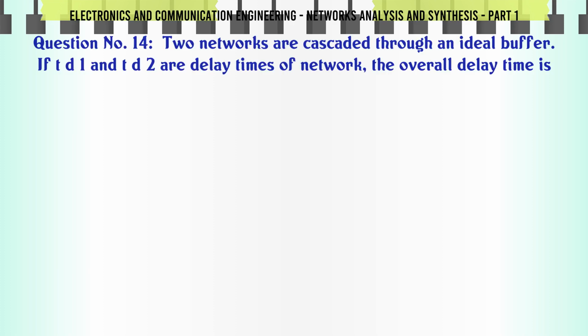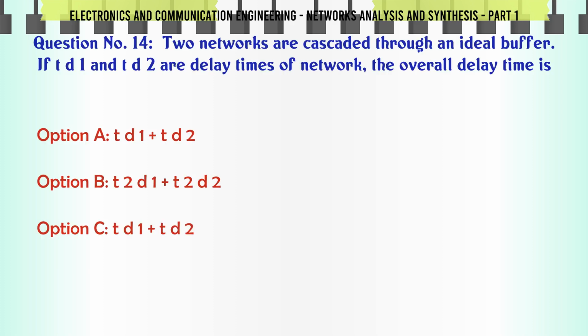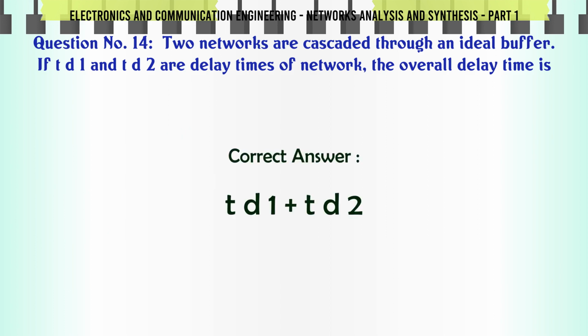Two networks are cascaded through an ideal buffer. If TD1 and TD2 are delay times of the networks, the overall delay time is A. TD1 TD2, B. TD1 squared TD2 squared, C. TD1 TD2, D. The correct answer is TD1 TD2.